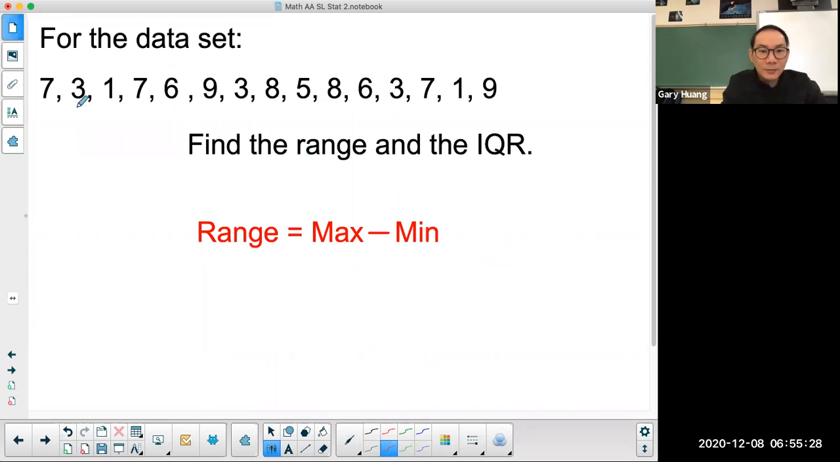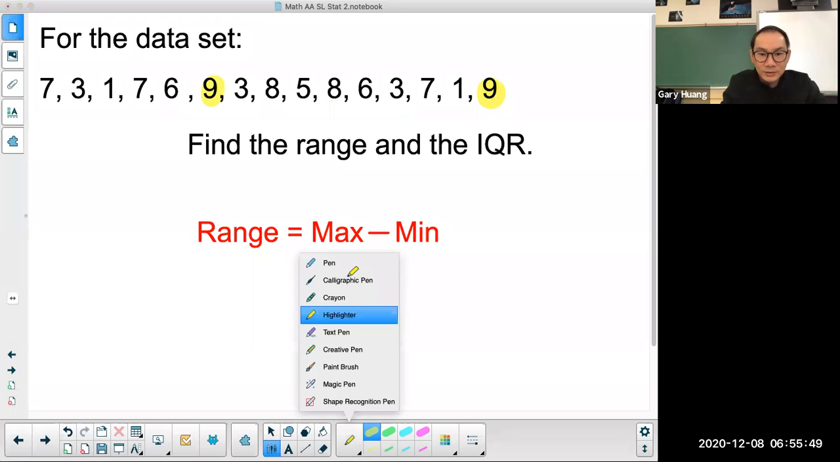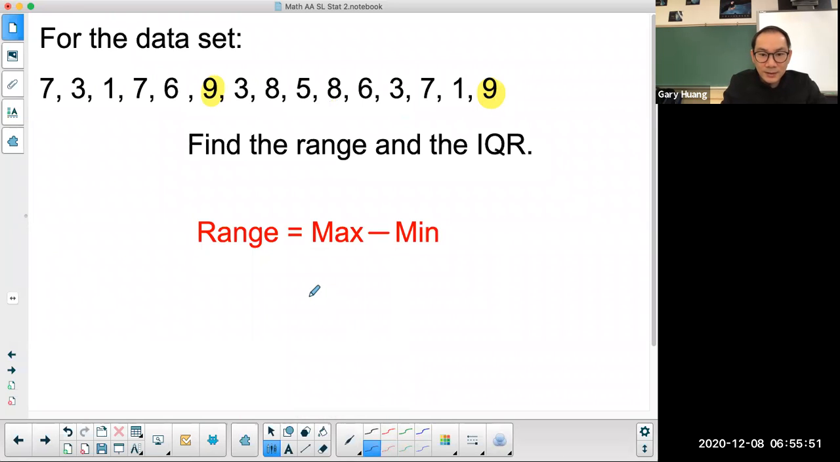So here I have a particular set of data, and you're asked to find the range and the IQR. First, let's start off with the range. We're going to look for the maximum data point, the biggest value of all the data that I have. Well, the biggest number is 9, right? I have two 9s, but the biggest number is 9. So the maximum is going to be 9.